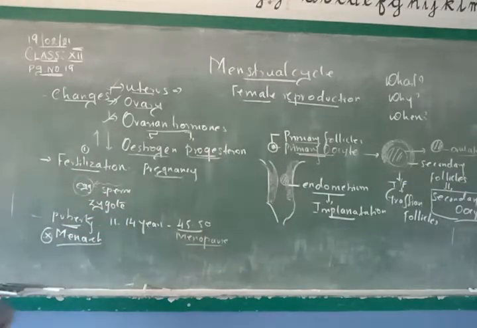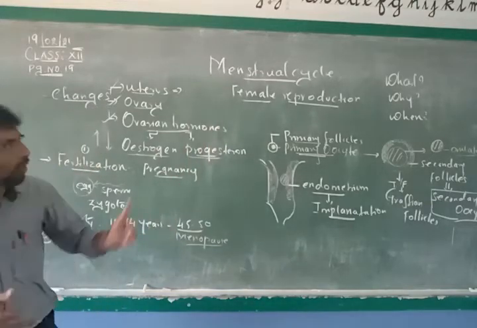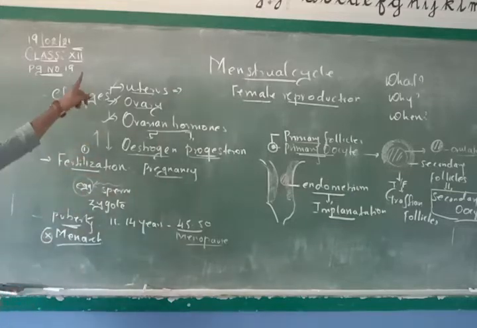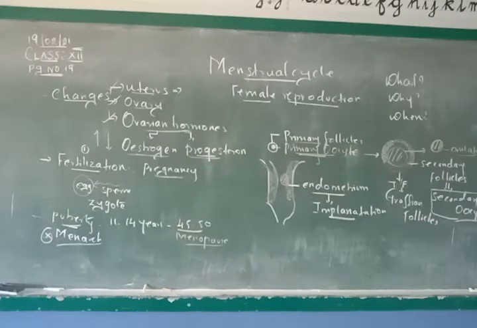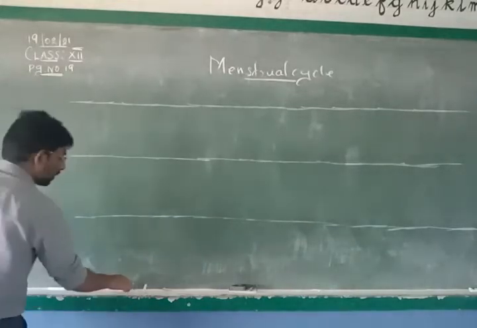So now you know what the menstrual cycle is, why it takes place, when it starts, when it ends, and what all the changes are that take place. All these things you are clear on. Correct? Okay, now we'll study this menstrual cycle in detail.